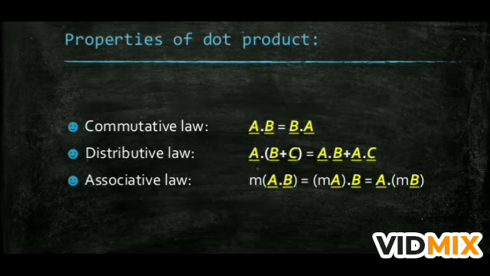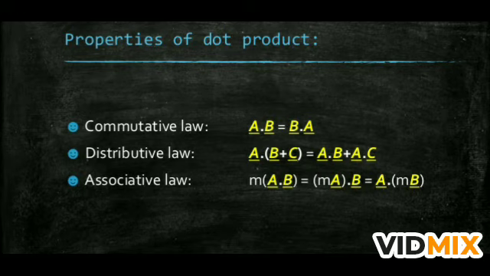Now what are the properties of dot product? Commutative law, means if you are multiplying A dot B, you will get the same result when you multiply B dot A, means A dot B is equal to B dot A. This is the commutative law. Distributive law, A dot (B plus C) is equal to A dot B plus A dot C.